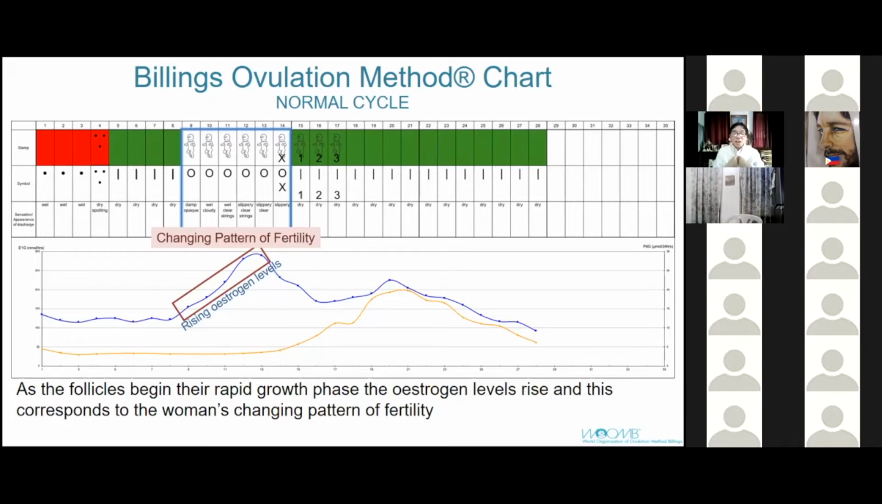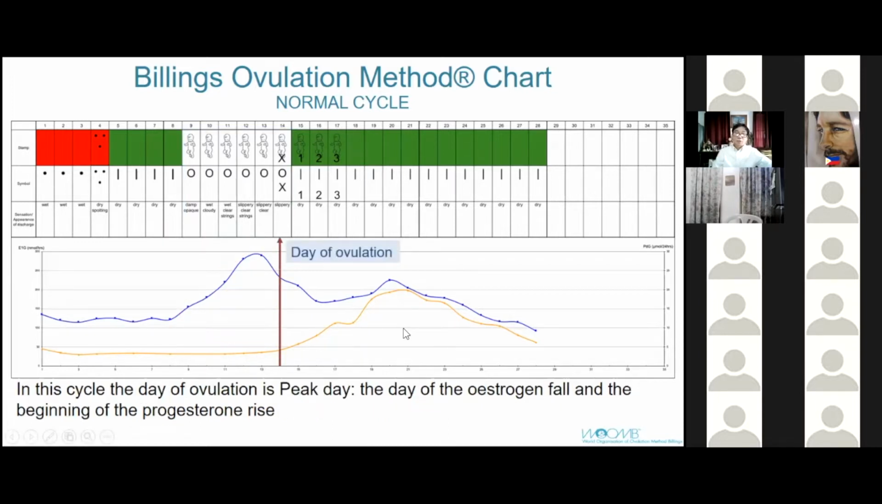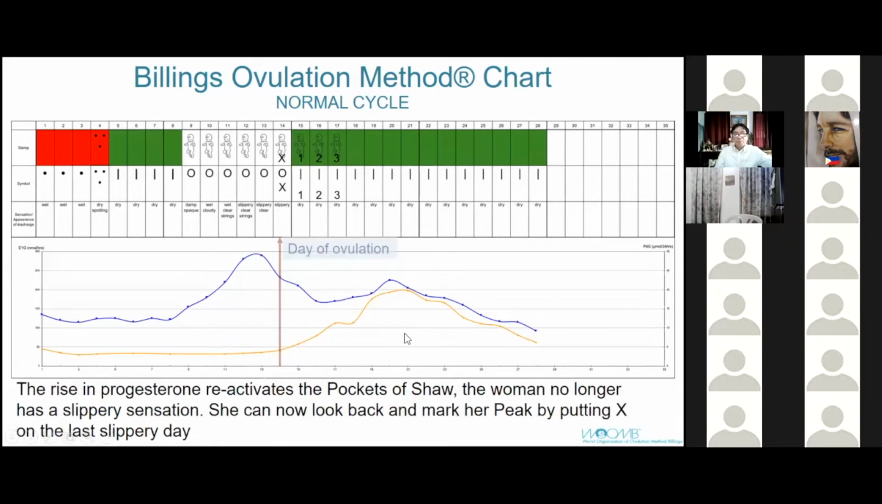So the rising estrogen levels would be happening during the days of the changing pattern of discharge, starting from a sticky or damp opaque, developing into a wet clear, and ending into a slippery sensation. Okay, let's look. The peak day is the day of ovulation, but there are occasions that it can happen either day 1 or day 2 after the peak day.